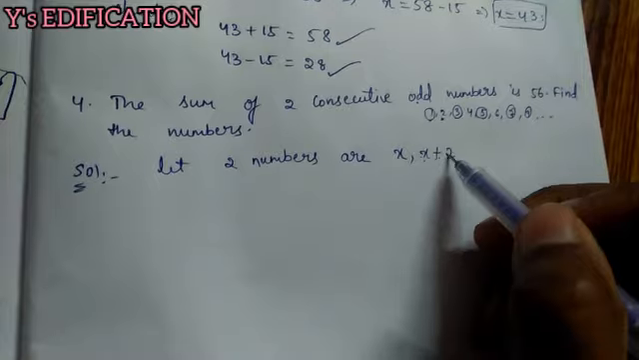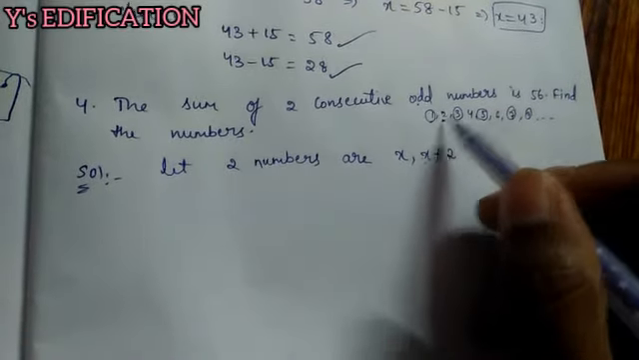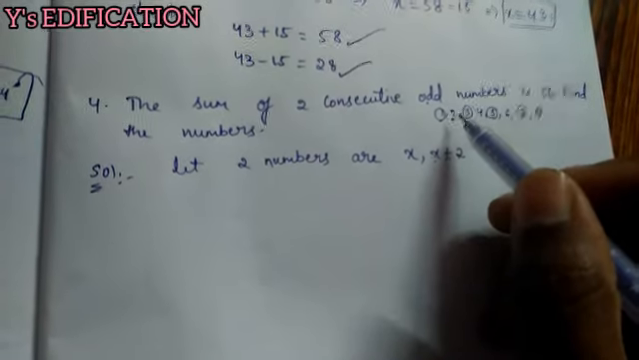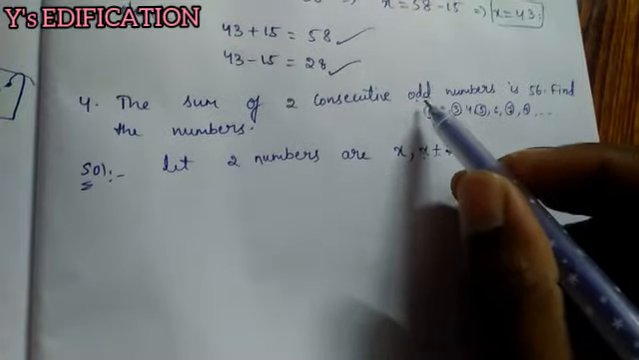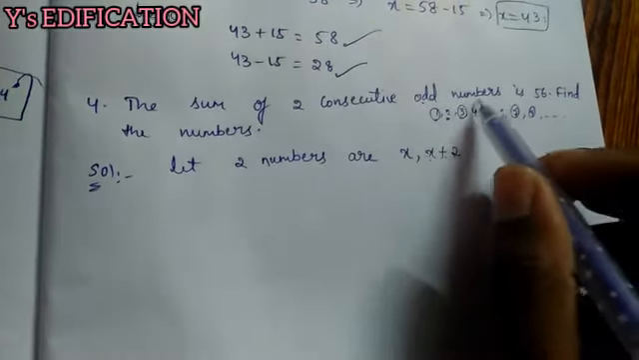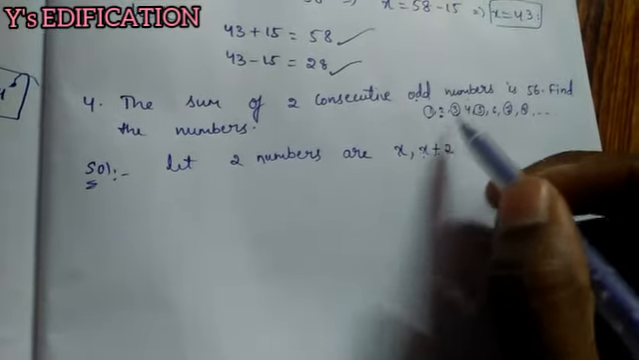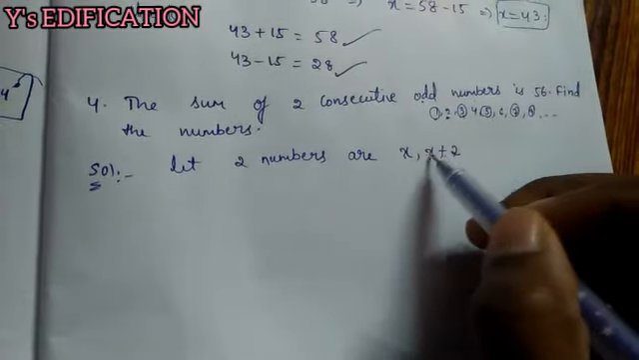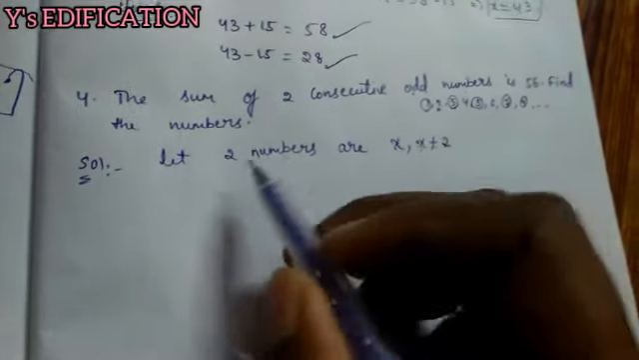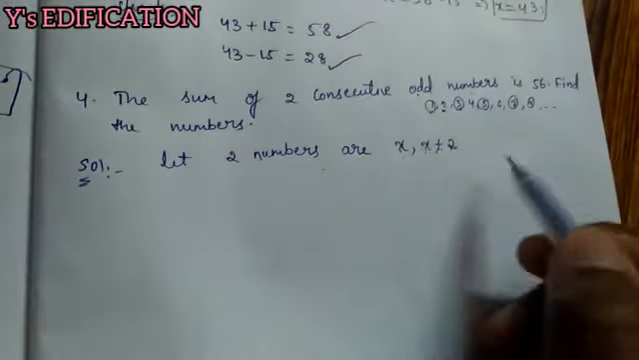You should not write x plus 1. X plus 1 means it will become an even number, right? So they particularly mentioned consecutive odd numbers. So 1 is an odd number and the next odd number is 3. That means we have to add plus 2. So 1 plus 2 is 3. Got it? So let the two numbers be x and x plus 2.